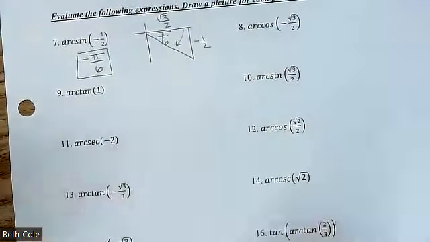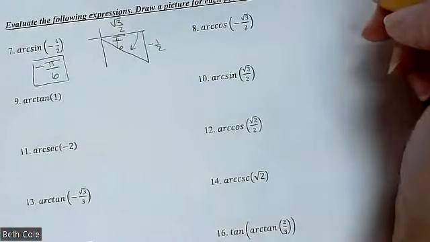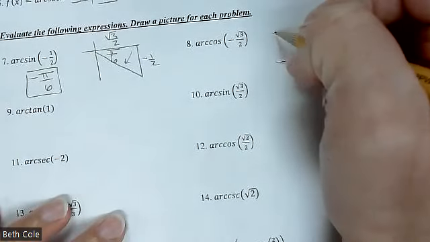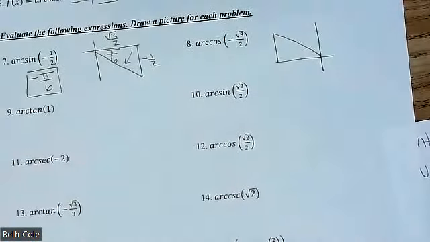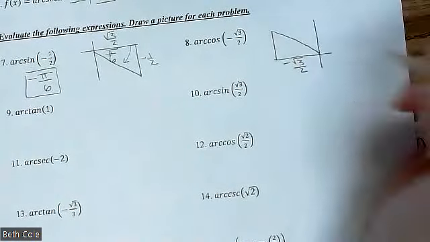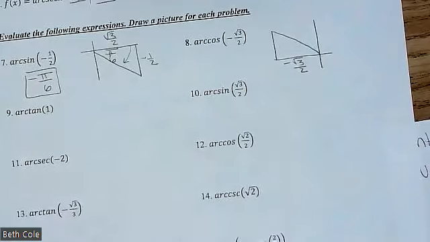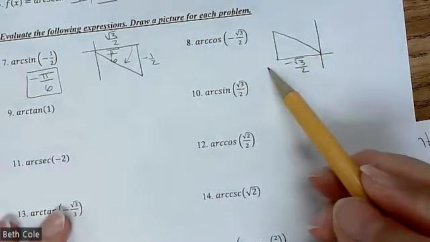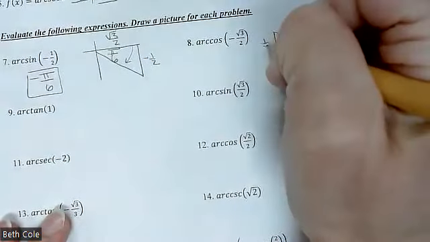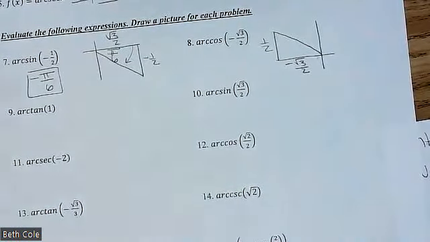All right, number 8, cosine, and it's negative. So which quadrant will that put us in? 2. Draw a triangle in quadrant 2. Now cosine is the x value. So that negative square root of 3/2 is your x value. And do you understand why that's in quadrant 2 then? Because your x value is negative, like you had to go left, right? That means this side is 1/2. And so again, what's our angle?